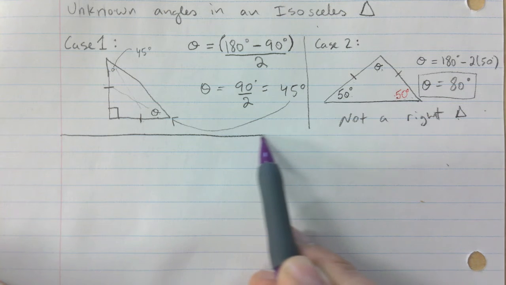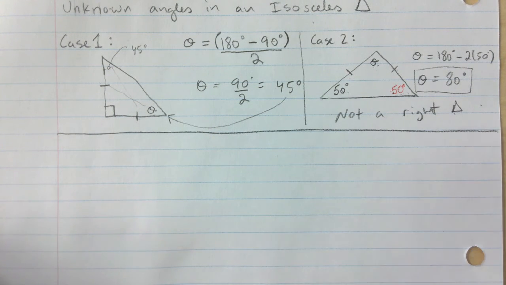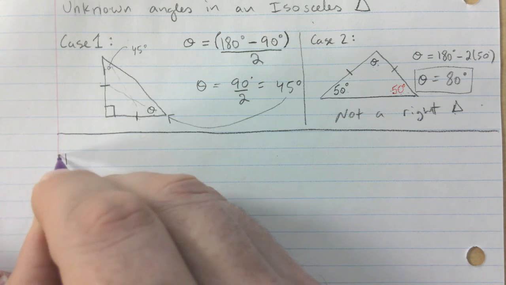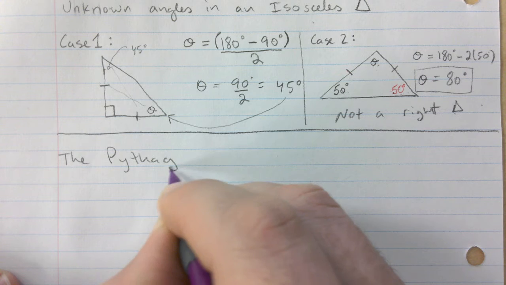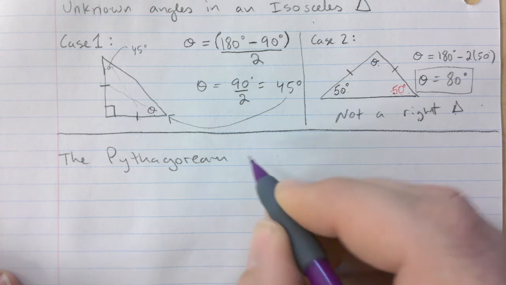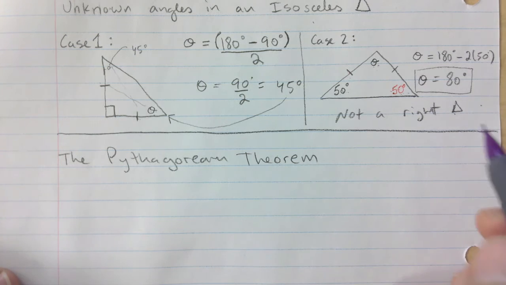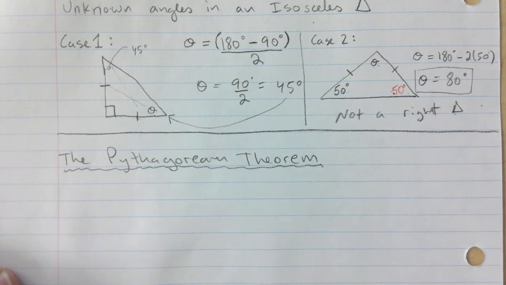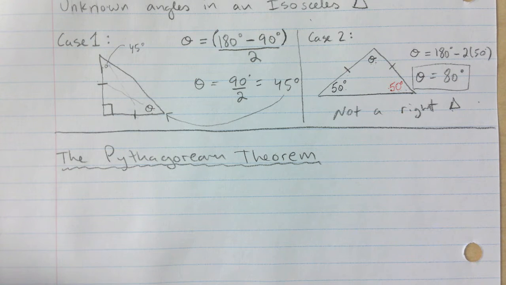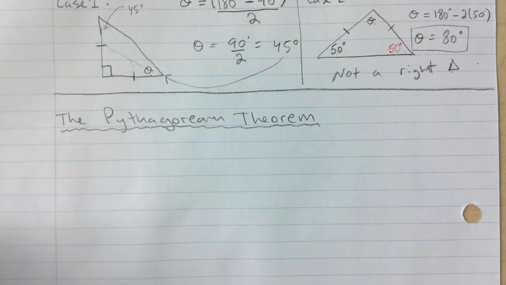So enough of terms and definitions. The Pythagorean Theorem. That's what we're going to focus on today. And I know it might be review for some of you, but it's very important to have this down and to be proficient at it. Okay?